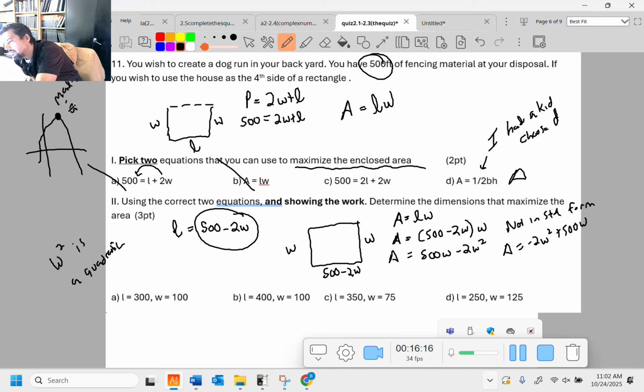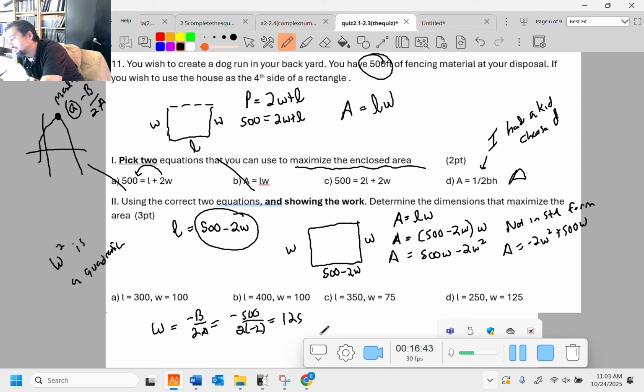And that happens at the opposite of b over twice a. The vertex always happens at the opposite of b over twice a. So when I talk about the maximum width, it would be the opposite of b over twice a. B is 500, a is negative 2. So the opposite of a positive 500 is a negative 500, and it's over twice a, negative 2. And that ends up being 125.